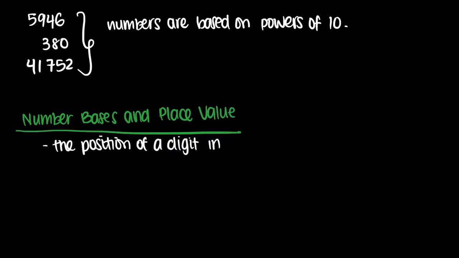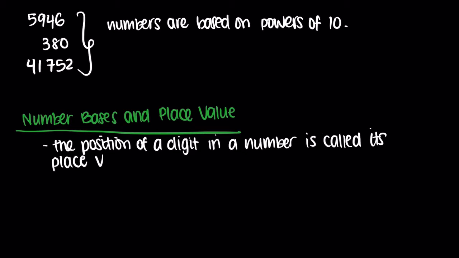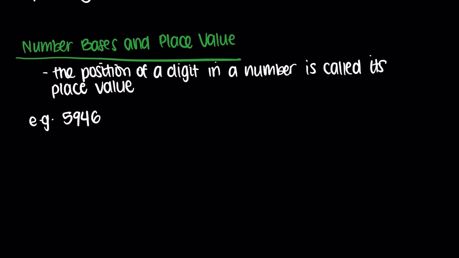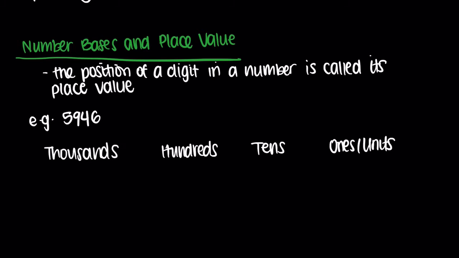The position of a digit in a number is called its place value. For example, 5,946 has 4 digits, 5, 9, 4, and 6, each of which has a specified place value. And seeing as we are working with numbers in base 10, the different place values are the ones or the units position, tens, hundreds, and thousands. And these are all represented by powers of 10 as aforementioned.